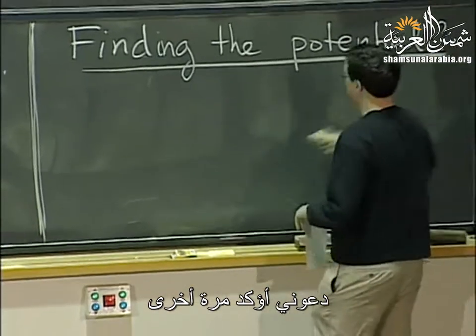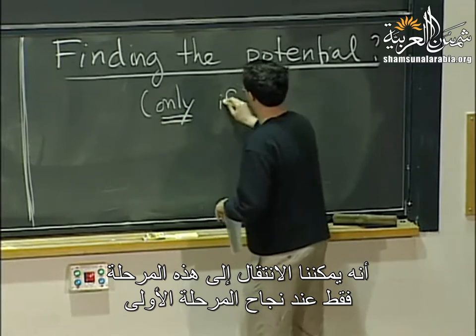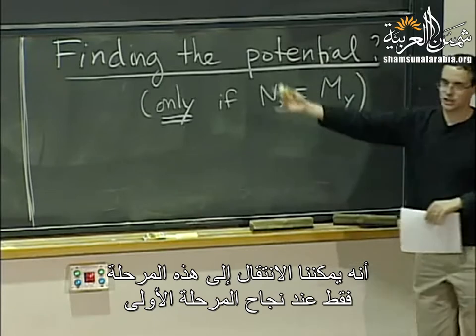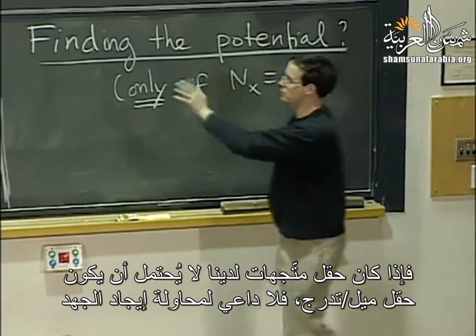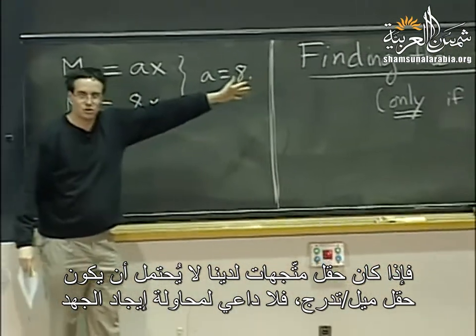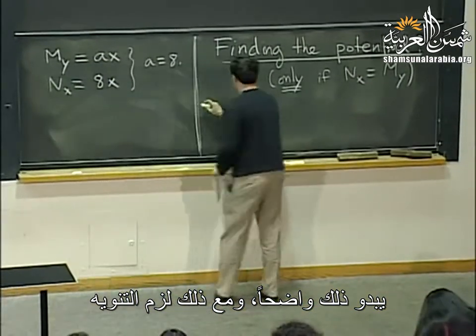And let me just emphasize, we can only do that if, you know, step one was successful. If we have a vector field that cannot possibly be a gradient, then we shouldn't try to look for a potential. It's kind of obvious, but it's probably worth pointing out.